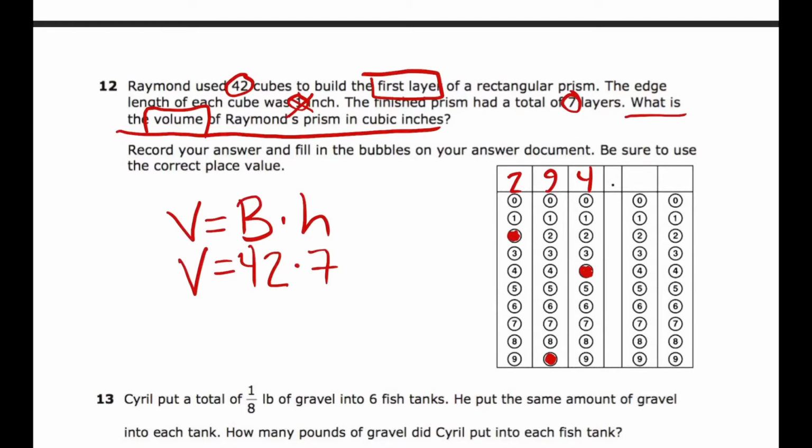Make sure that we bubble those in. And then you can also bubble the 2 zeros behind if you want to, or you can leave them blank, because 294 is the same thing as 294.00. So either answer will be correct.